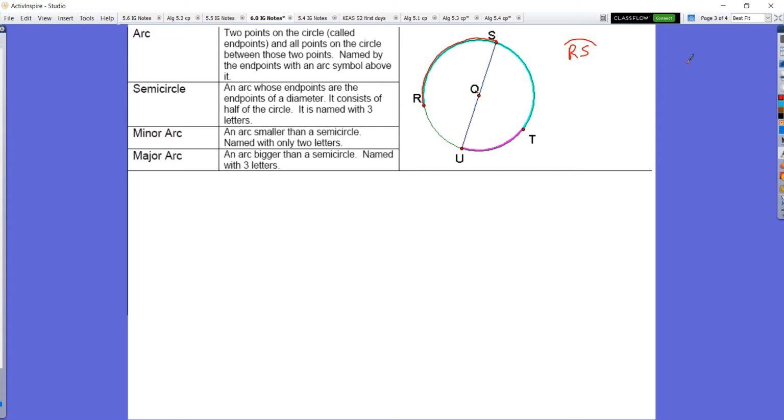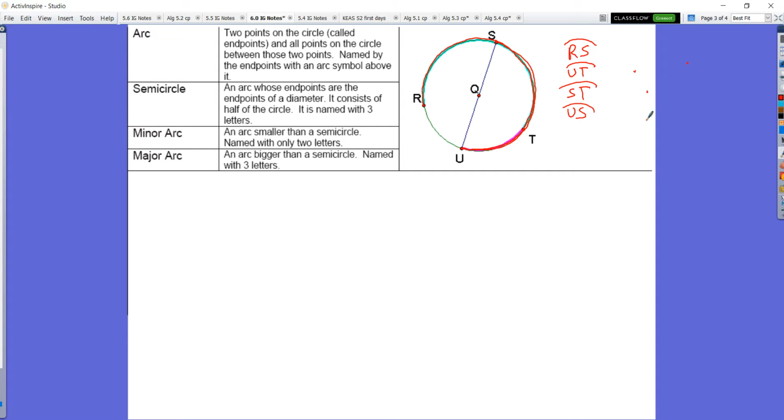We have a bunch of different ones here. We have arc UT, so we could name that one as well. We could have arc ST, which is another arc. Then we could also have a really big arc, going from U all the way over to S, so we can have arc US. There are several others we could name, but we'll stop with those. Those are some examples of naming arcs.